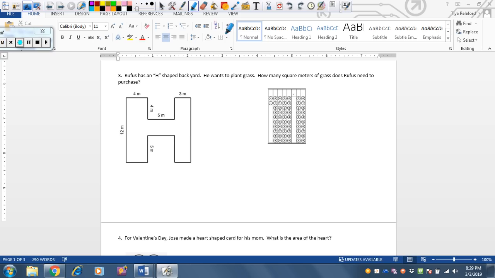He wants to plant grass. How many square meters? Square meters means area. So you can cut this up different ways. If it were me, I would make this a rectangle. I would make this a rectangle, and I would make this a rectangle.